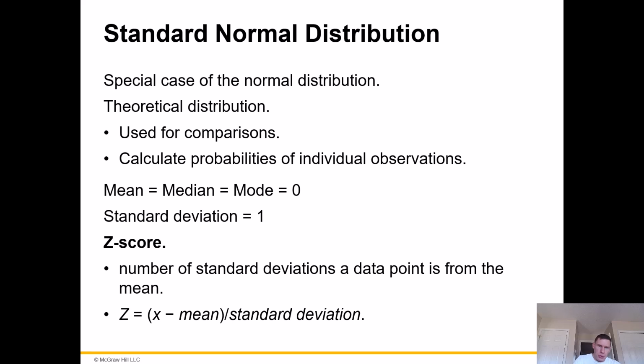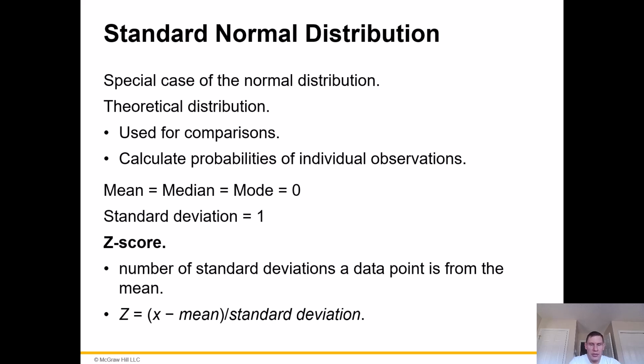So the standard normal distribution, the special case of the normal distribution. So this is, of course, theoretical and it's used for comparisons, and it's used to calculate the probabilities of individual observations. So where the mean, the median, and the mode would all be zero, and the standard deviation would be one because it's perfectly symmetrical. Again, very rare that happens.